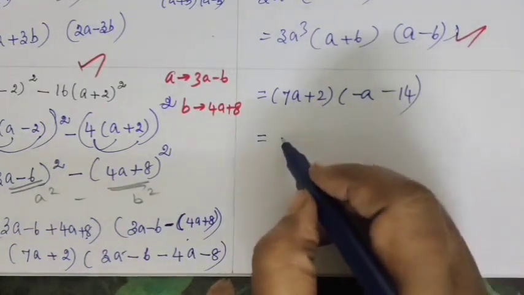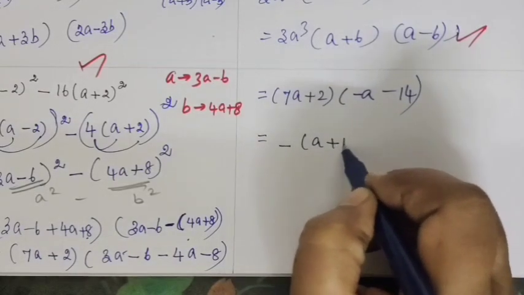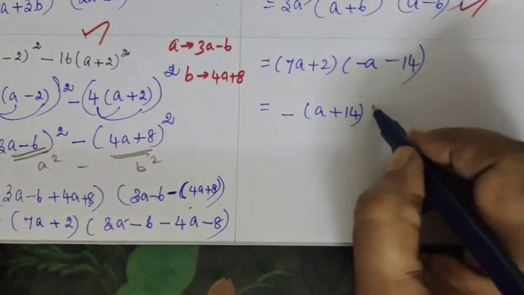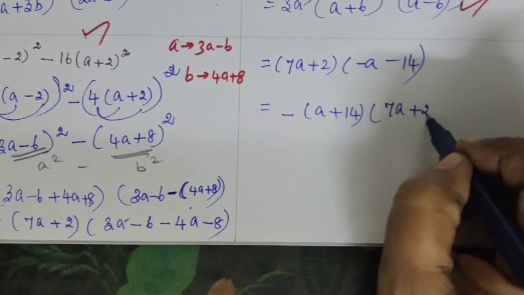So equal to, you can take minus common. So a plus 14, then 7a plus 2.